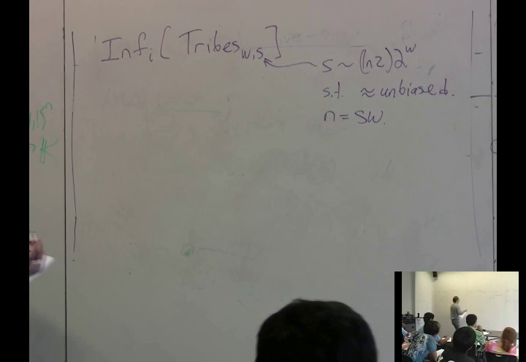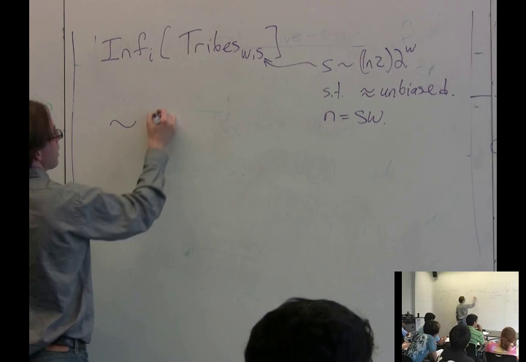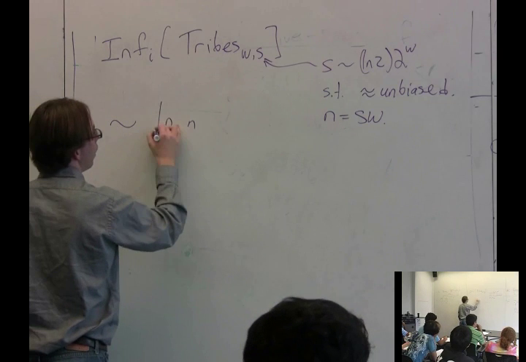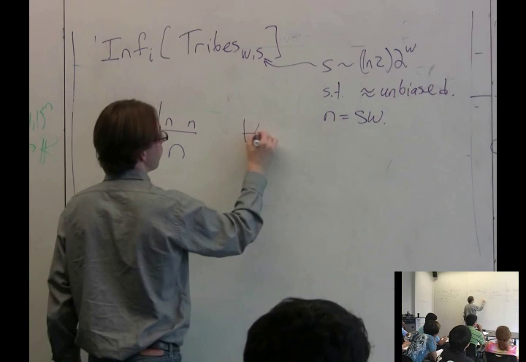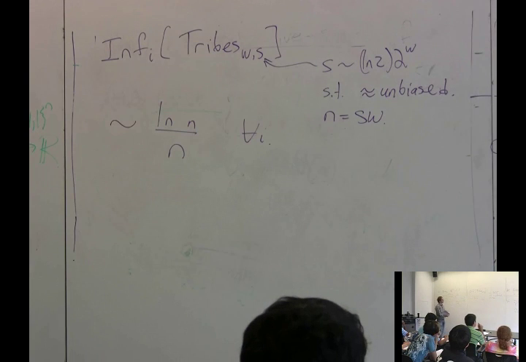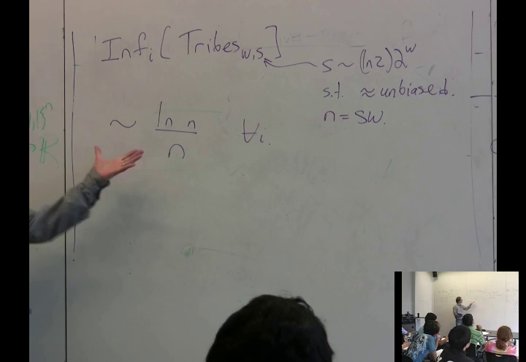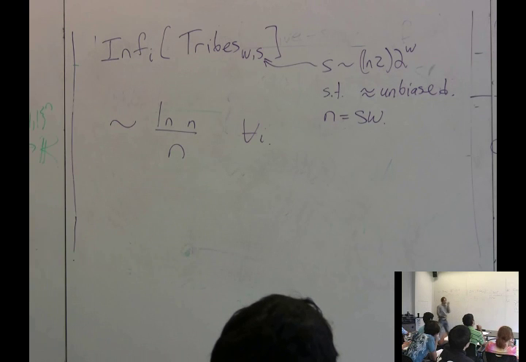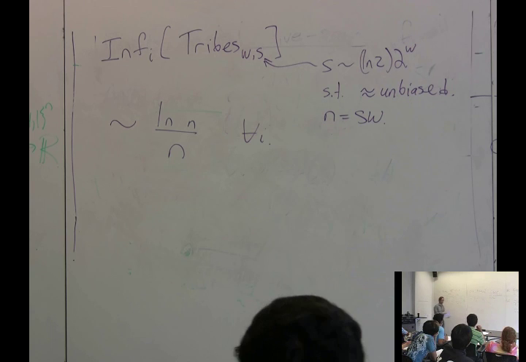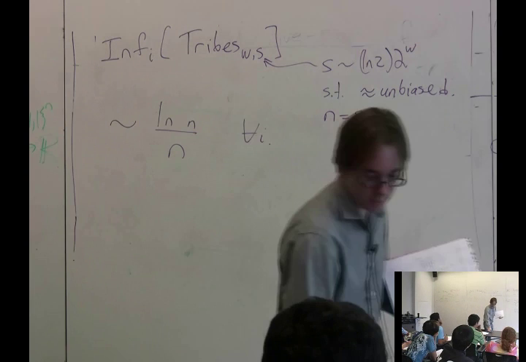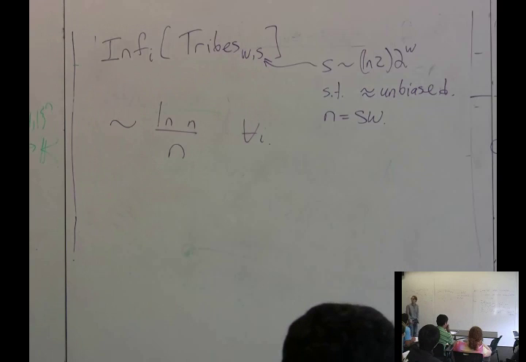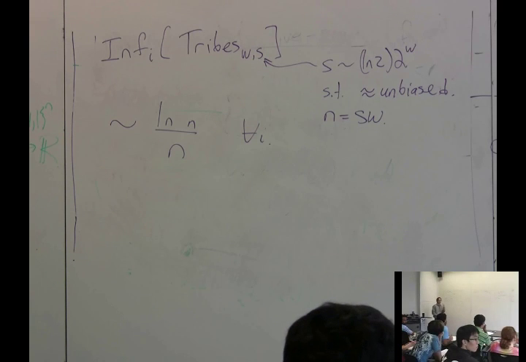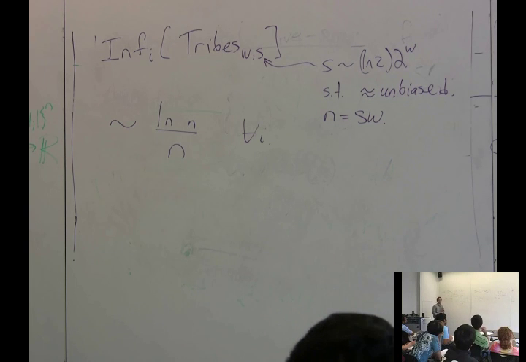Then it turns out if you do a little calculation, it's not very hard, this is asymptotic to ln n over n for all i. So that's actually much smaller. It's almost 1 over n. It's ln n over n. Somehow, it's an election scheme where, despite the fact that it's unbiased, everybody has extremely low influence on the outcome. So here the width w is roughly log n? Yes. Here the width is roughly log n, and s is roughly n over log n.